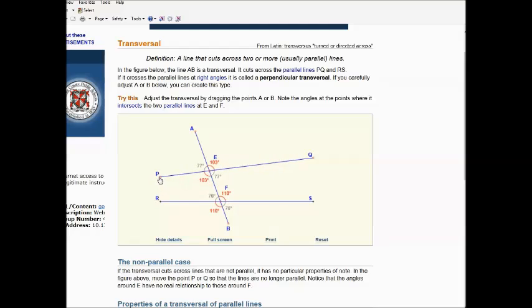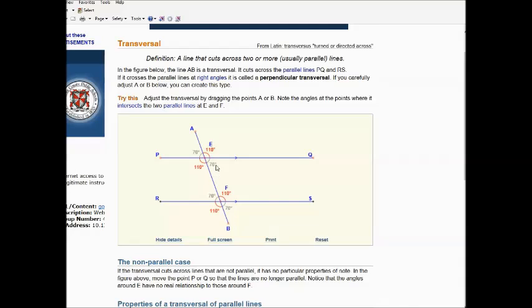But if I drag P back up, so that now I've got these parallel lines again, now I only have two angle measures. The acute angles are all the same, the obtuse angles are all the same. Not only that, but the acute angle plus the obtuse angle, 70 plus 110, makes 180 degrees.